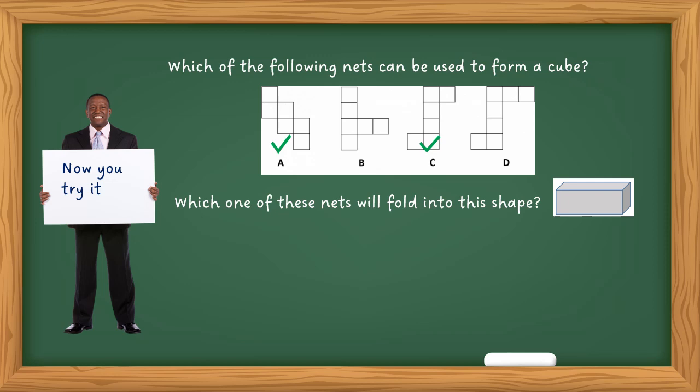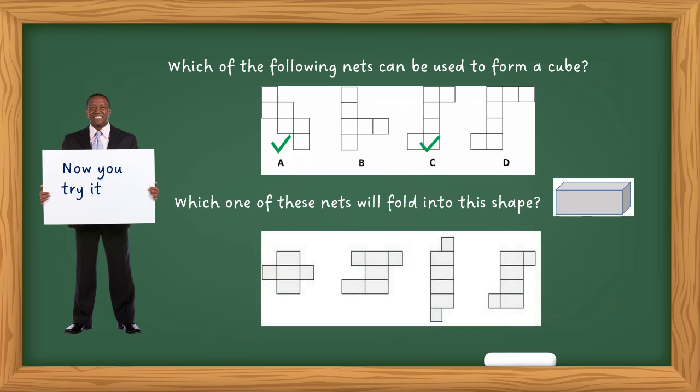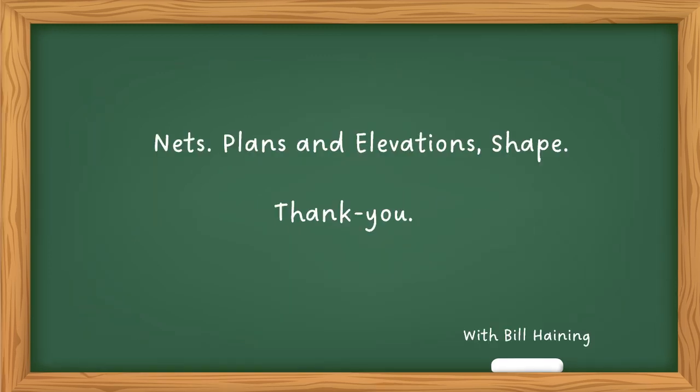Now, which one of these nets will fold into this shape? Have a look at the four shapes in front of you. Pause the video, have a go and see what you think. If you chose the last one, then you did fantastically well. And that is nets, plans and elevation and shape. So thank you very much.